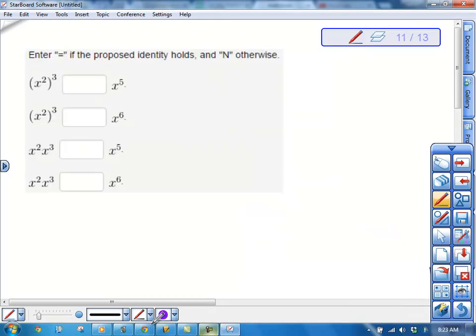All right. So properties of exponents, real quick. X squared raised to the third power, you multiply. So this is x to the sixth. So it's not equal. Multiply again, that's x to the sixth, so that is equal. When you multiply like bases, you add the exponents, so that is x to the fifth, and this is not equal.